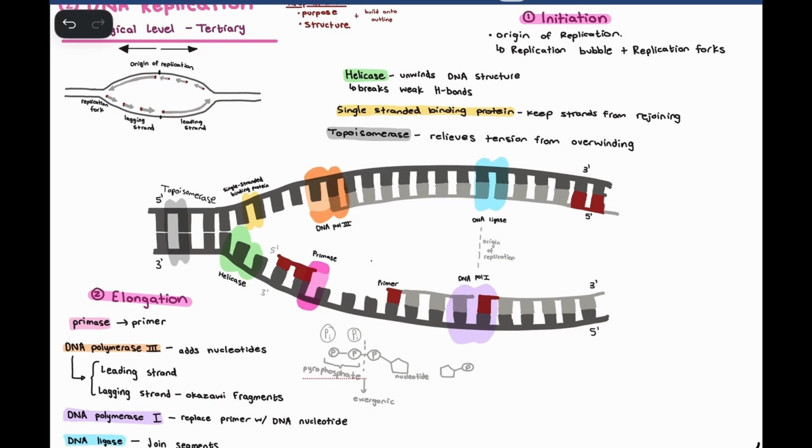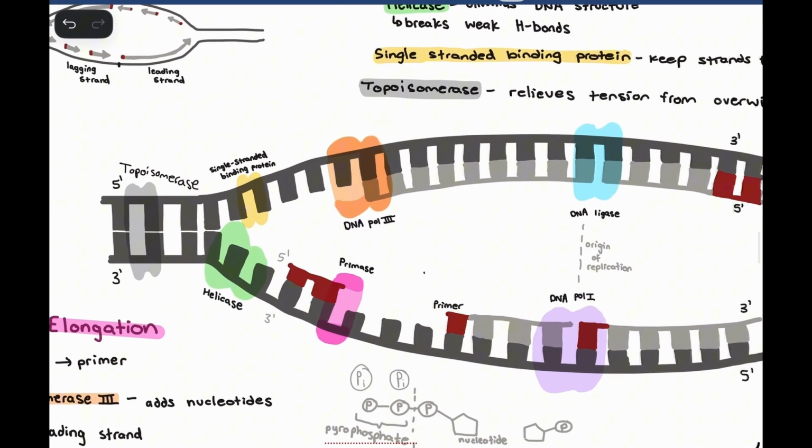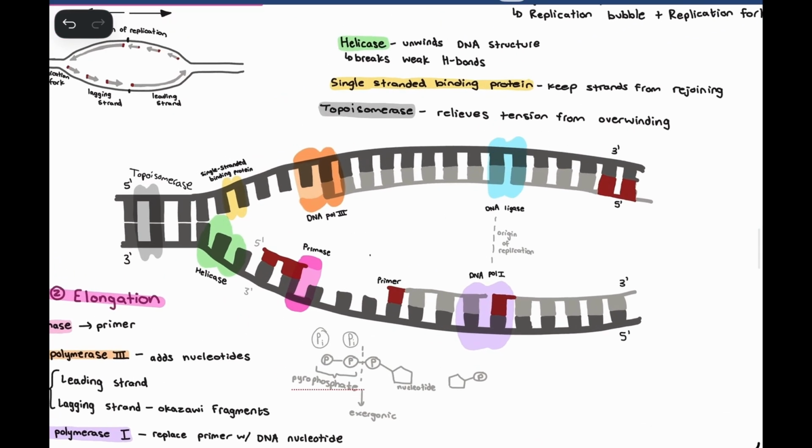This is a more in-depth look at a DNA replication model. Over here, we have the DNA strands. This is one strand and this is one strand. The dark gray will be from the original DNA strand, while the light gray over here are the new nucleotides that come from the nucleoplasm.